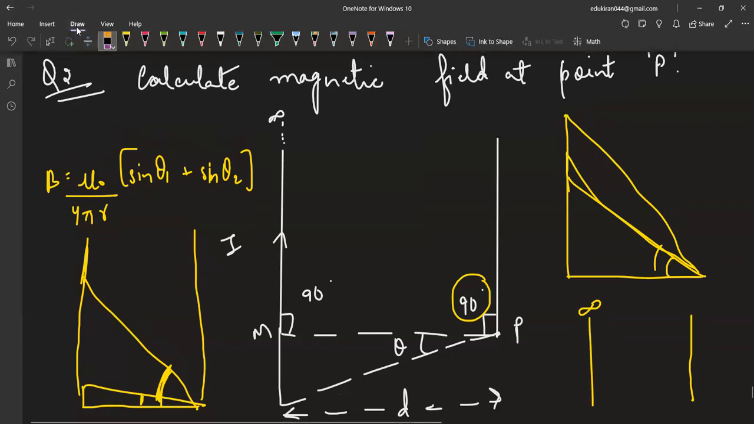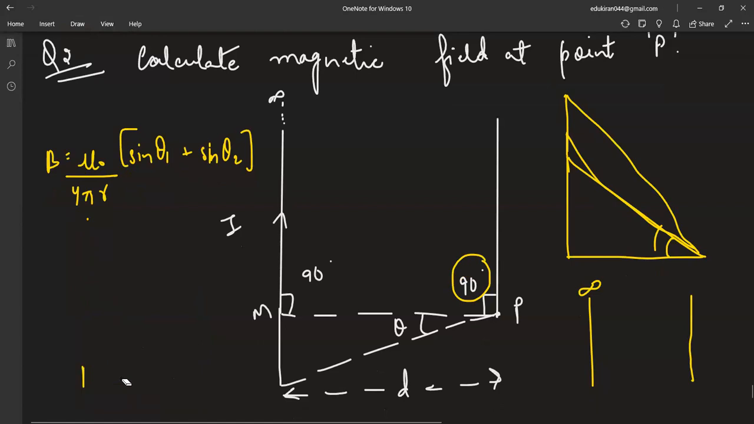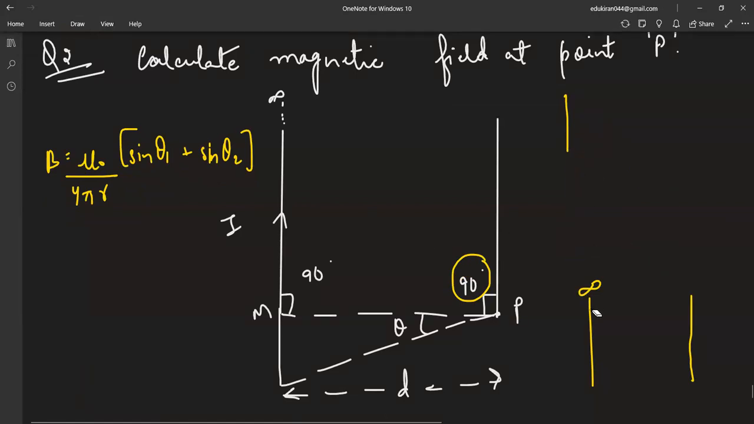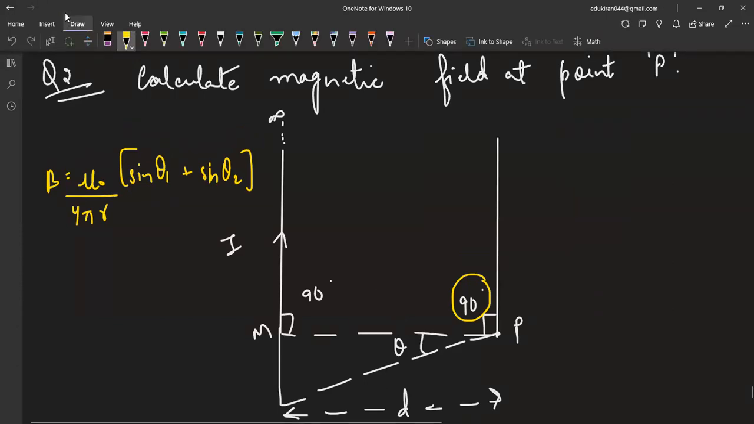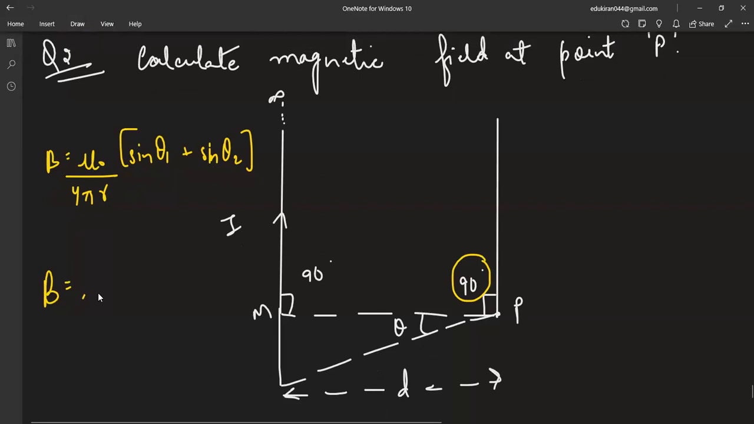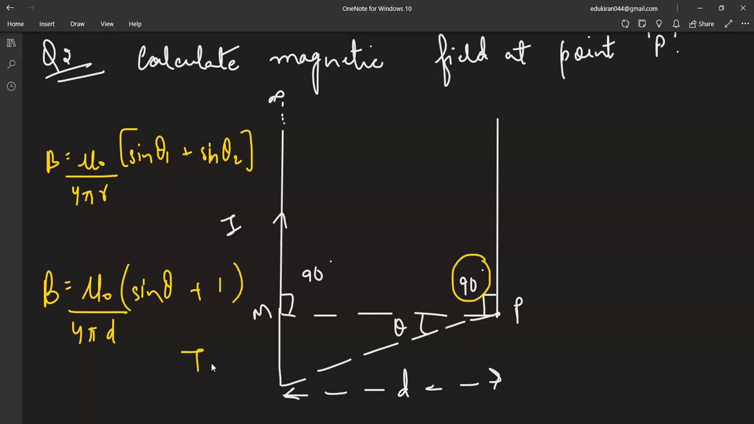First, just tell me, is it clear why the angle is 90 degree? Okay. Now see, once the angle is 90 degree, the other angle is given to you as theta. So just substitute it. This becomes mu naught by 4 pi, separation is given as d. First angle, take any. This is sine theta and sine 90 will be 1. So that's it. This is your answer. This much of Tesla will be the answer.